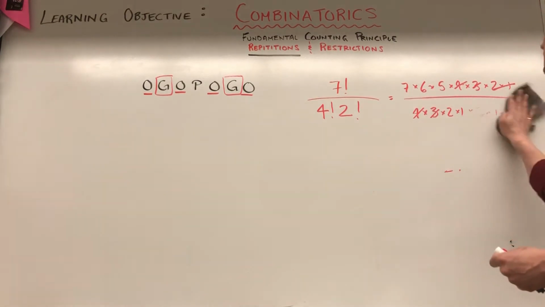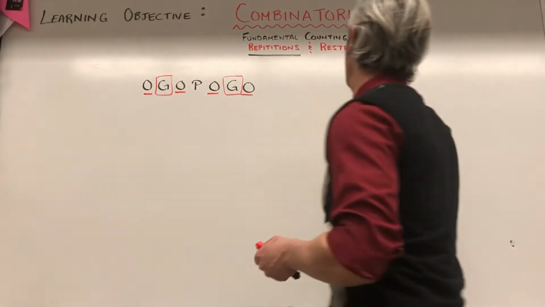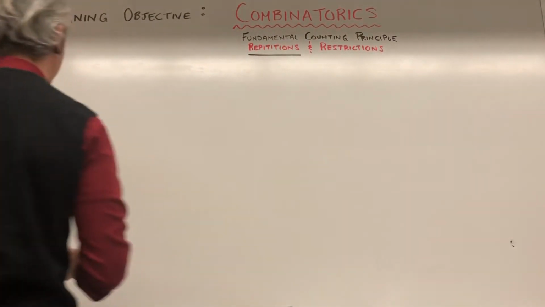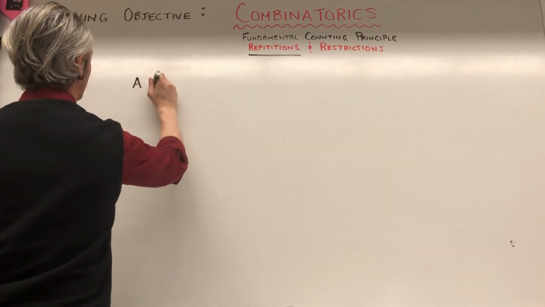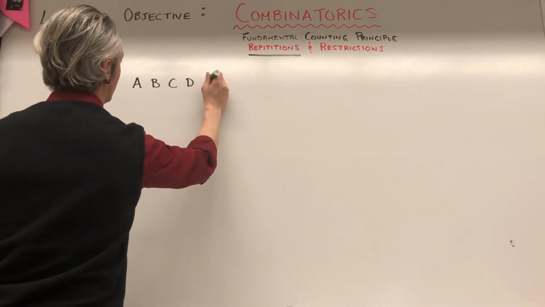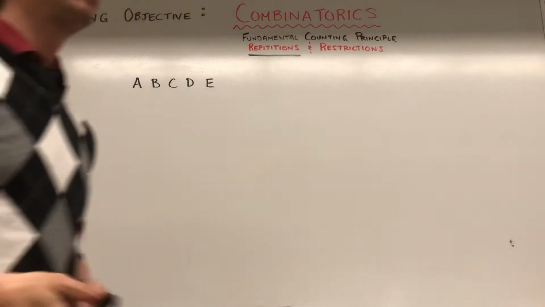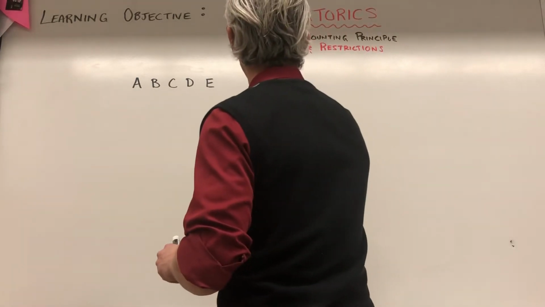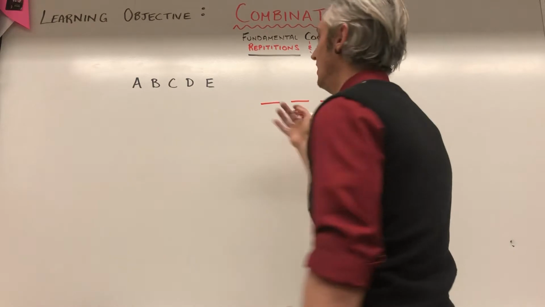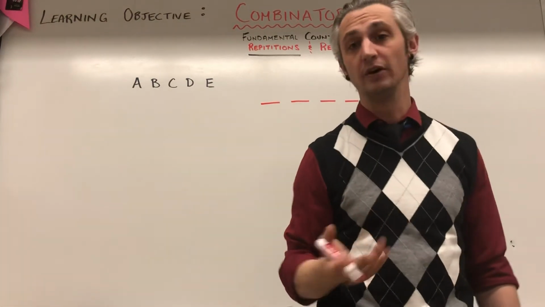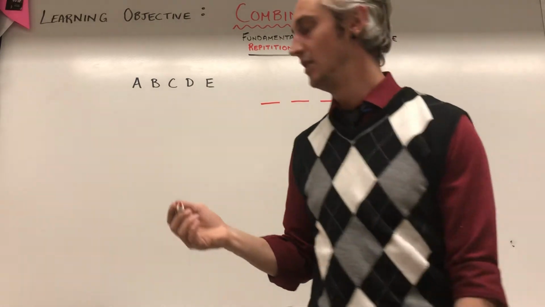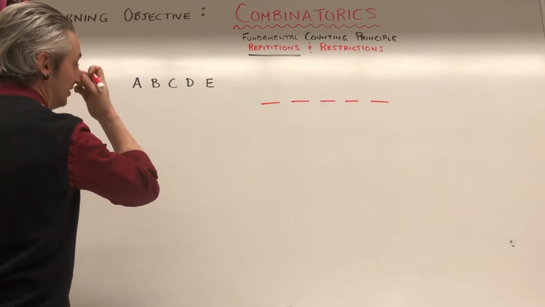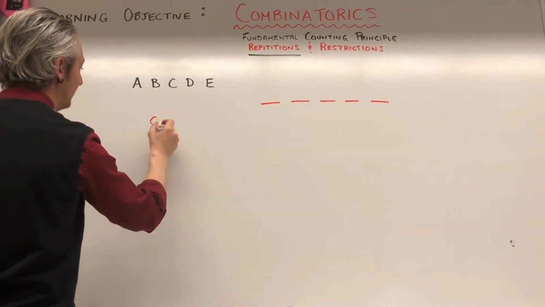So what happens now if we get restrictions? Let's go back to our A, B, C, D, E. Restrictions require us to start thinking a little bit, and it's always good to draw the stuff out. If I said how many different ways can you arrange these letters, you'd say 5 factorial. Now what if I said, how many ways can you arrange these letters so that C is always in the middle?